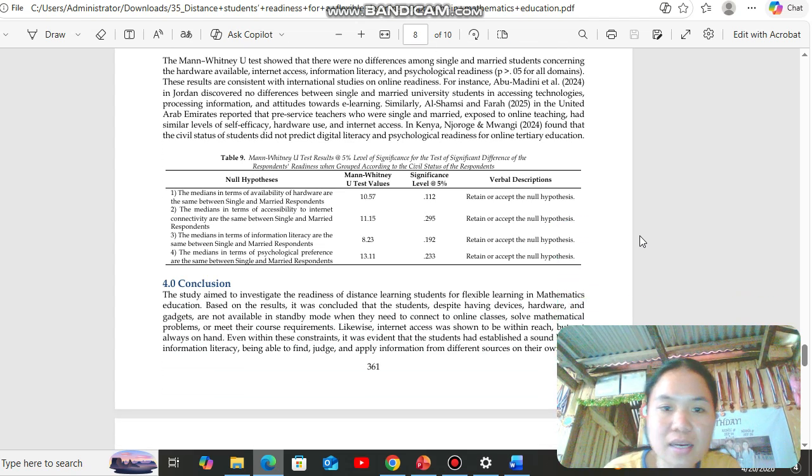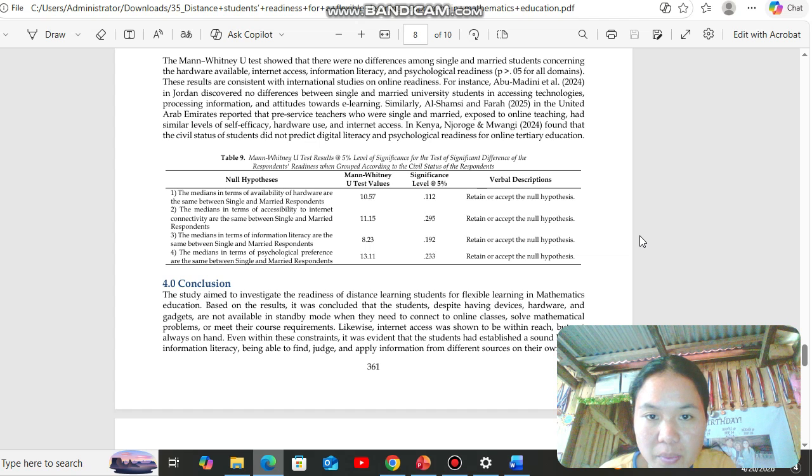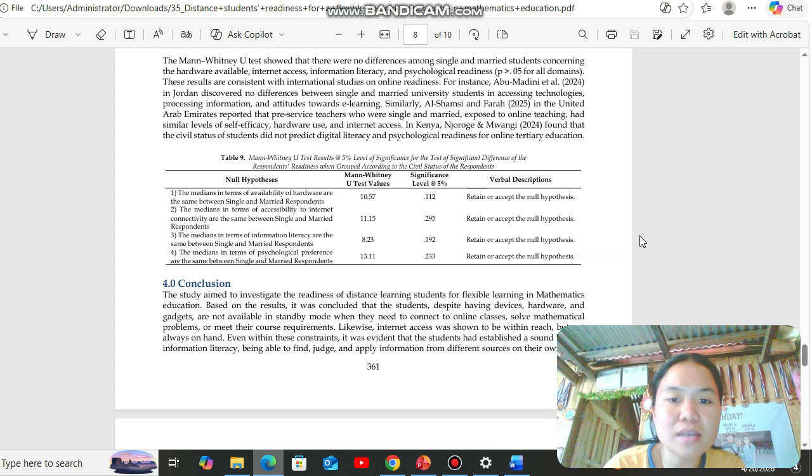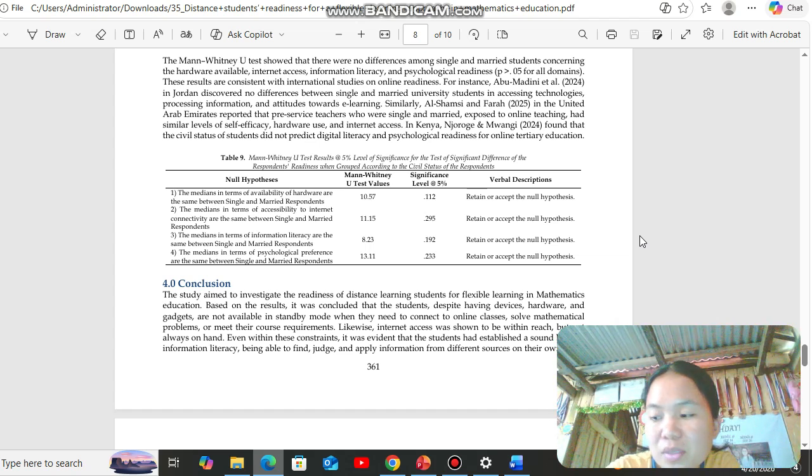Next, using the Mann-Whitney U for civil status of the respondents. Using the significance level of 5%, in the same way as the previous, the p-values are greater than 0.05. So this means no significant difference between single and married students. Civil status does not affect the readiness of the respondents.